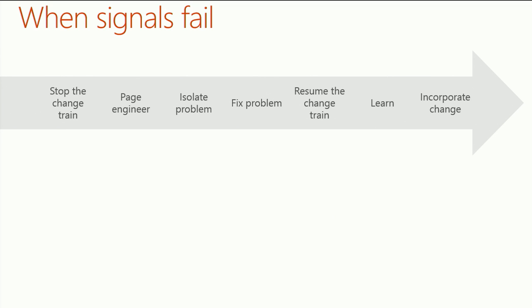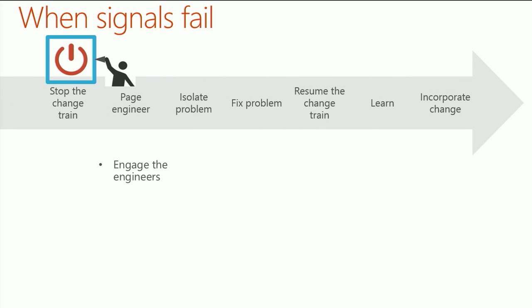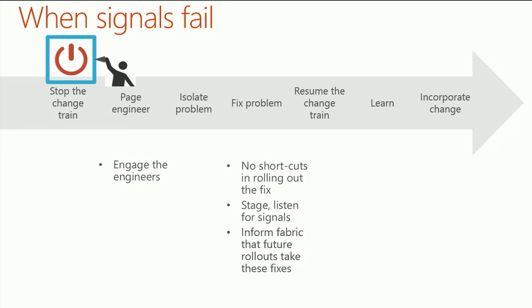All right, let's talk about what happens when the signals fail on us. First, we stop the train. When things are not working the way we anticipate, we stop to make sure that the damage is controlled, and we try to figure out what is going on. The first thing we do is page the engineer whose signal failed. The next thing is that engineer tries to isolate the problem. He or she can involve other people as needed to resolve that issue. Sometimes it is simple, sometimes it's very complex.